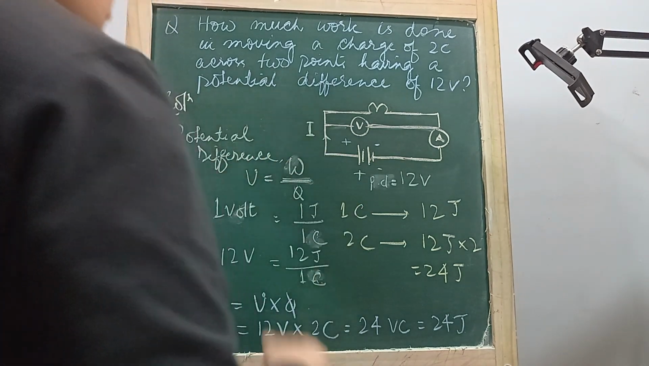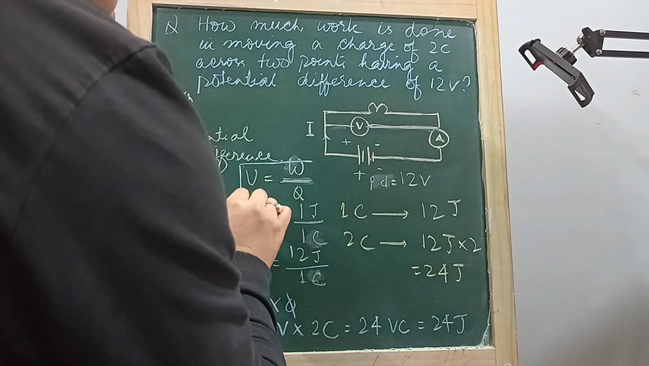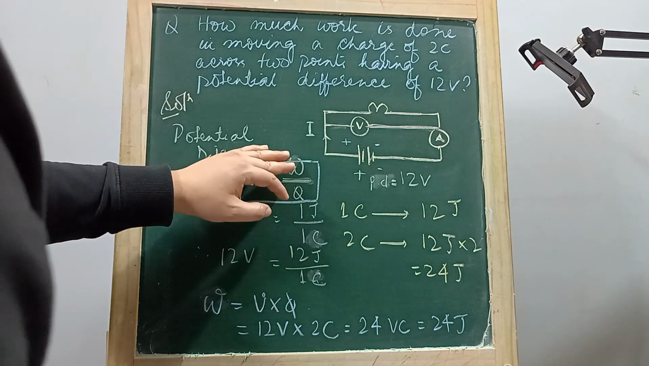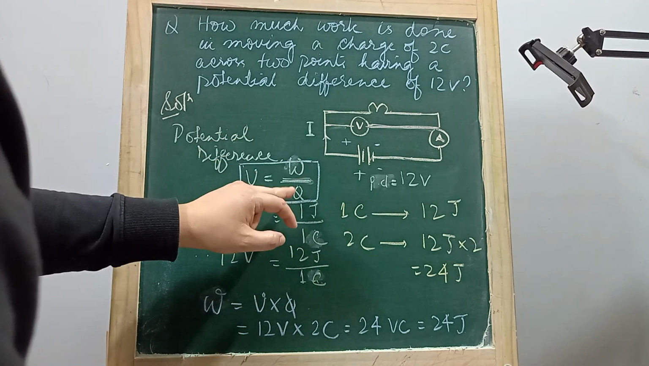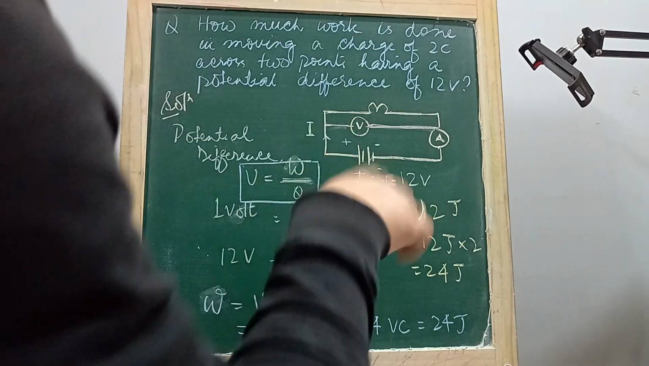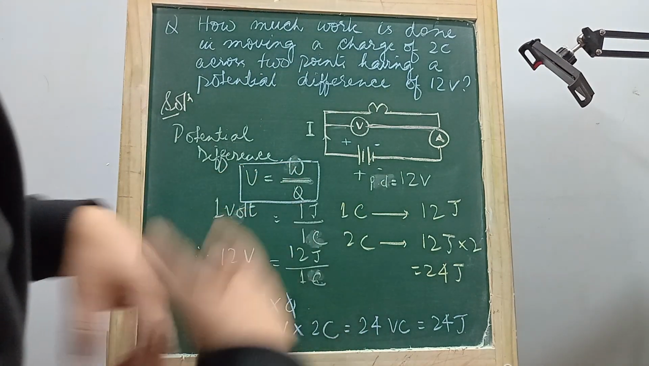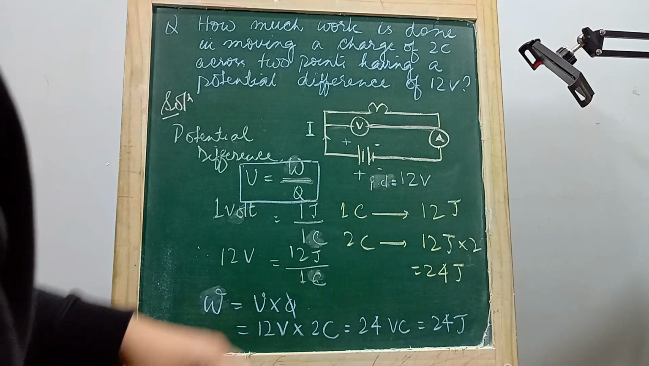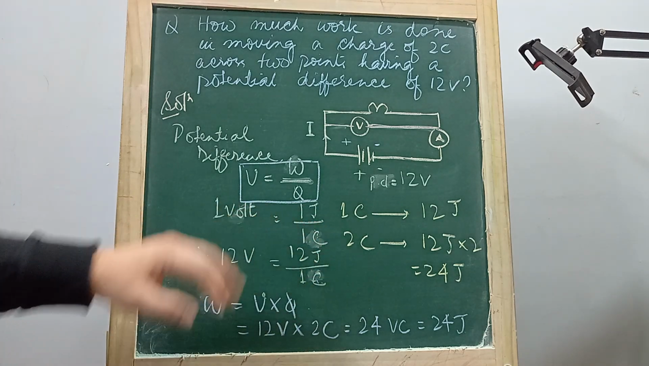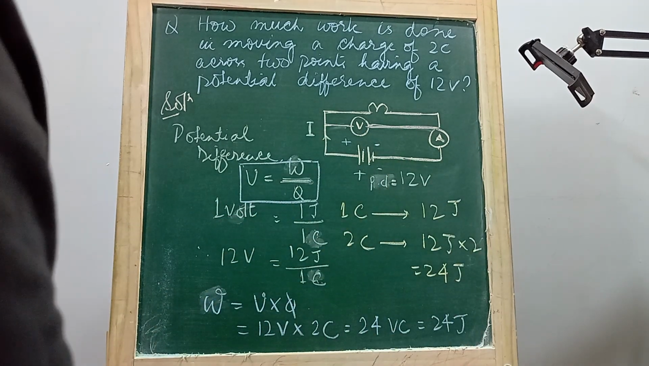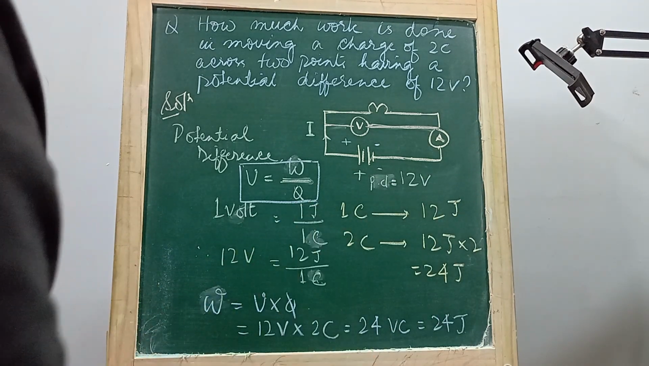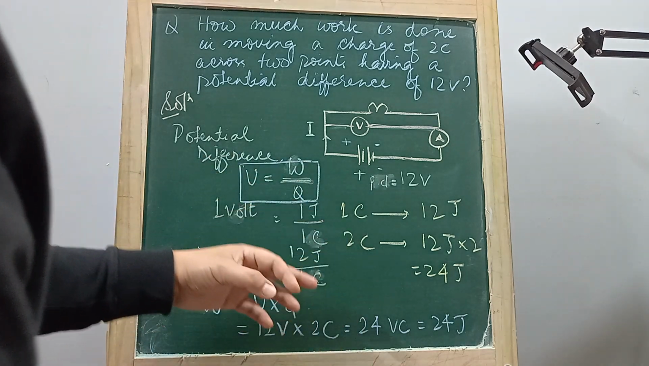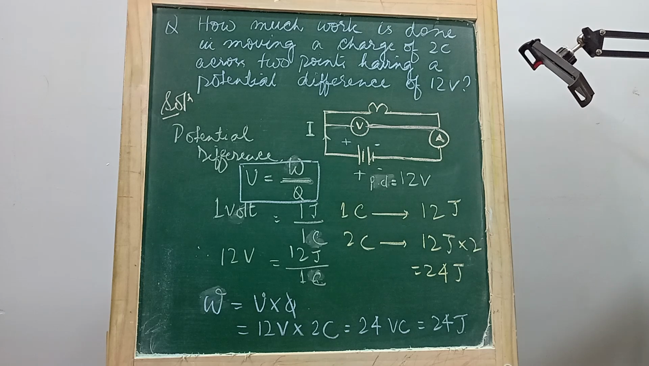So this is the very basic equation which defines potential difference. Potential difference is the work done per unit charge, or work done in moving a unit charge. If work done is measured in joule, the SI unit, and the charge is measured in coulomb, the SI unit of charge, then 1 joule per 1 coulomb is written as 1 volt. 1 volt honors the Italian physicist Alessandro Volta.